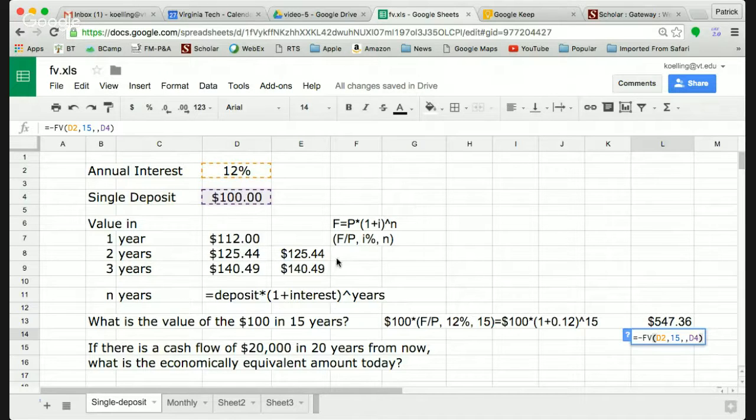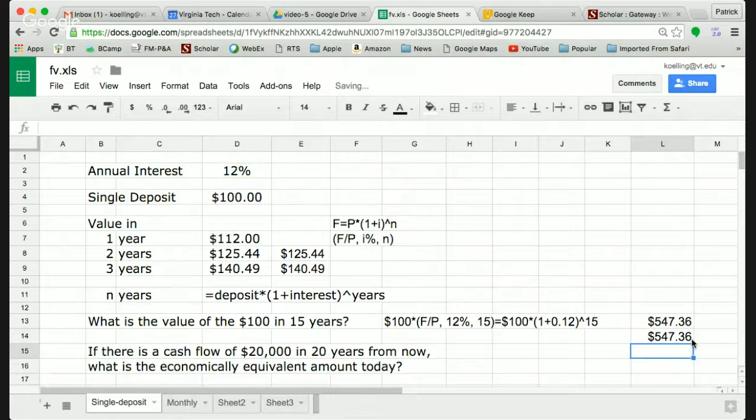So we have FV, the D2 is our interest rate, 15 is the number of years, and then we skip an argument, and the fourth argument here, the third one we provide, is the present amount. And when I hit return, we should see $547.36. There we go. It's nice when things happen correctly. So this is the way that we can easily find future values using the spreadsheet function FV.